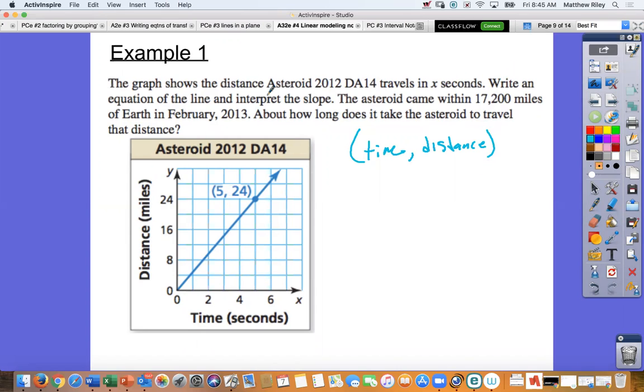It wants you to write an equation of the line and interpret the slope. Now, the asteroid came within 17,200 miles of the Earth. About how long does it take the asteroid to travel that distance? Well, I have to find my slope first, right?